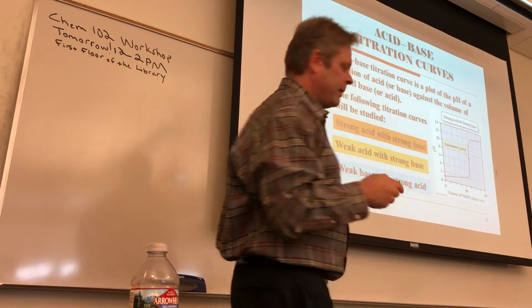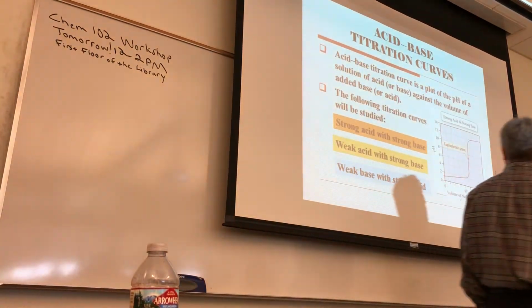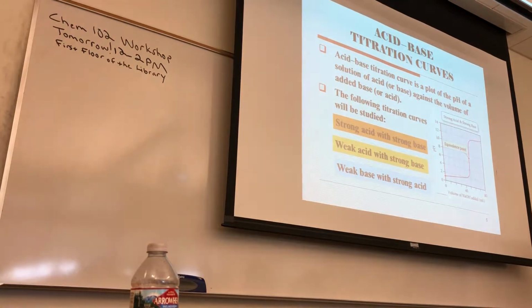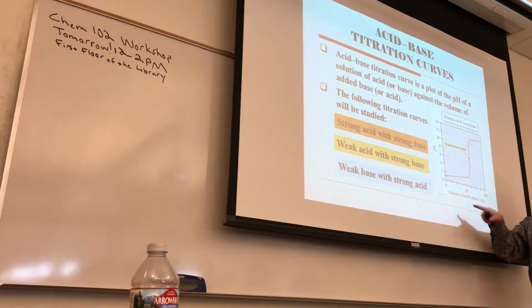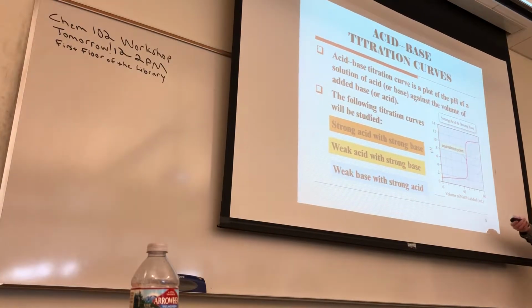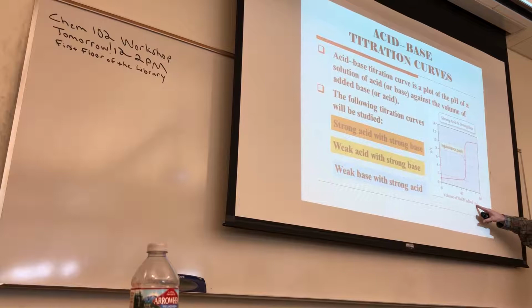This is what I want to talk about now. So this is the curve that you're going to look at. These are the titration curves. On the y-axis you have the pH, and on the x-axis you have the volume of whatever you're titrating in. So if you have an acid and you're titrating in a base, this is a base. If you have a base and you're titrating in an acid, then this is an acid. And this is simply the volume of that, in this case in milliliters.